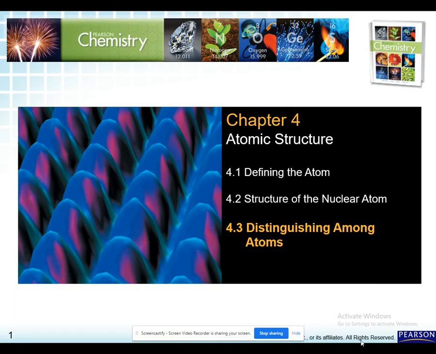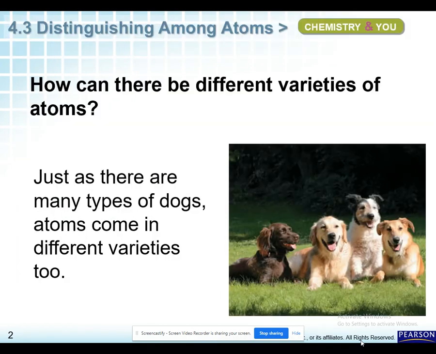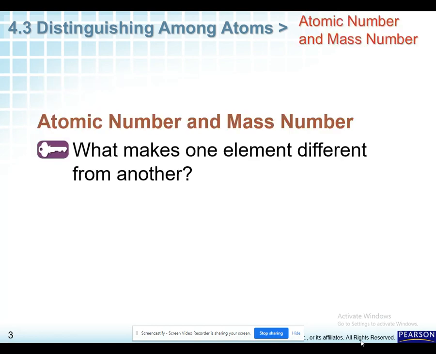Hey class, today we're going to continue on with chapter 4 about atomic structure, and today we're going to start hitting on how do we tell atoms apart, or how do we distinguish one atom from another. So let's get started. It starts out with the question, how can there be different varieties of atoms? Well, just like there are different types of dogs, atoms also come in different varieties as well. We have nitrogen atoms, hydrogen atoms, basically any atoms that make up all of the elements. So what makes one element or atom different from another?